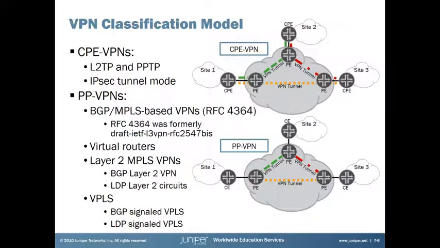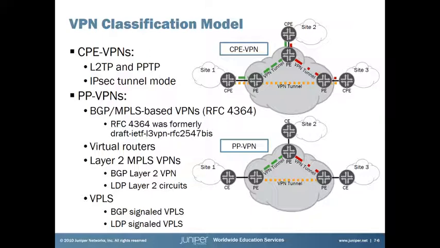Okay, so let's take a look at classification. We've got CPE VPNs, or customer premises equipment VPNs. What are a couple of examples of those? There is L2TP and PPTP. Then we've got IPsec. Okay, so let's just talk about IPsec for a minute. That's something we're quite familiar with.